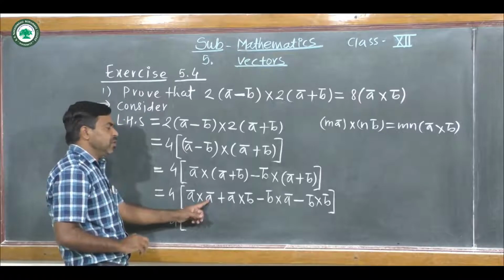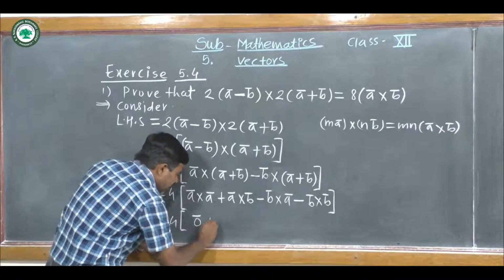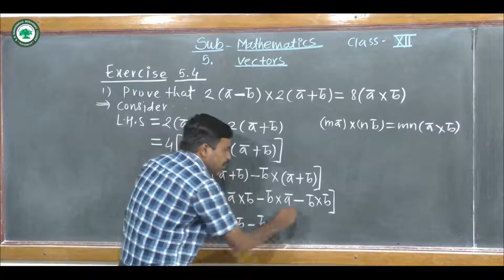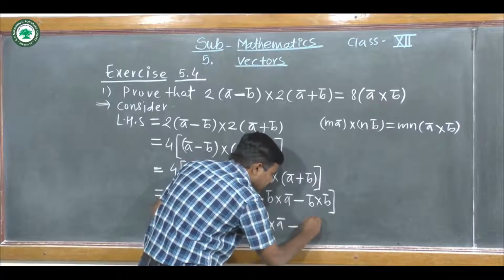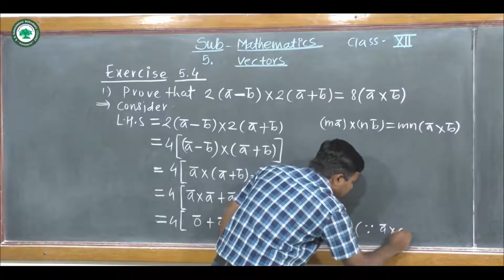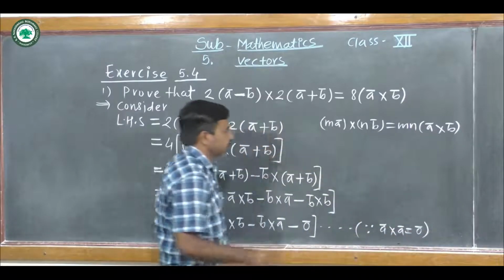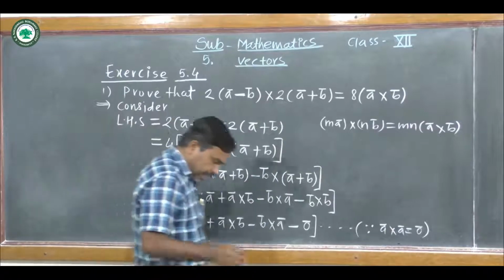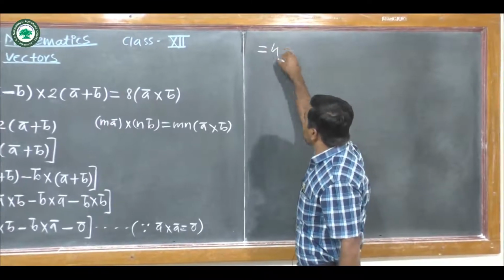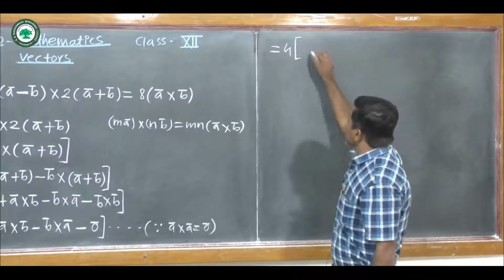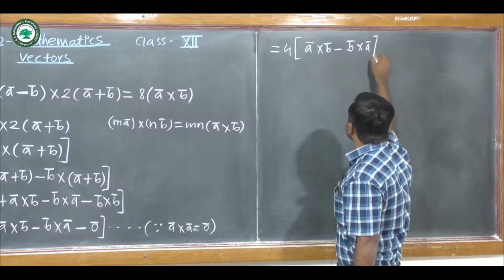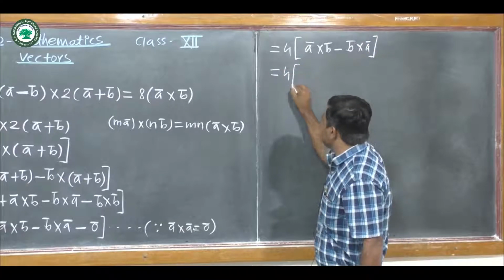See, a bar cross a bar is 0 vector. So it is 0 vector plus a bar cross b bar minus b bar cross a bar minus b bar cross b bar, which is also 0 vector. Or you may write the reason here, a bar cross a bar is equal to 0 vector. So again it is equal to 4 in bracket a bar cross b bar minus b bar cross a bar. Again it is equal to 4 in bracket.